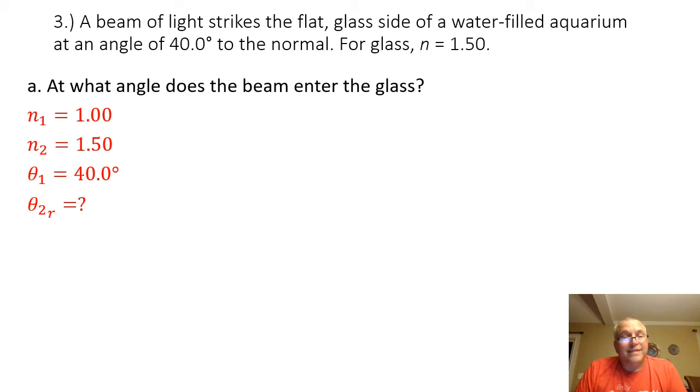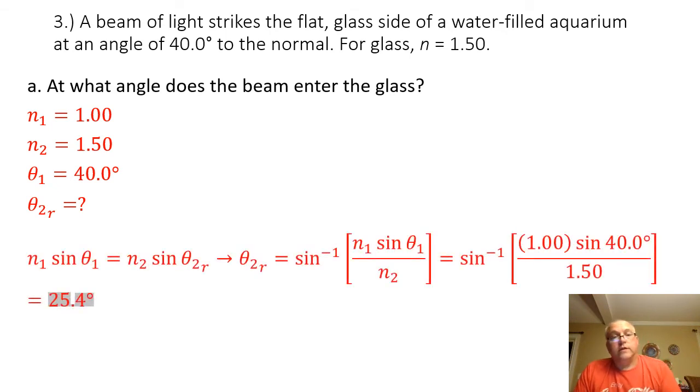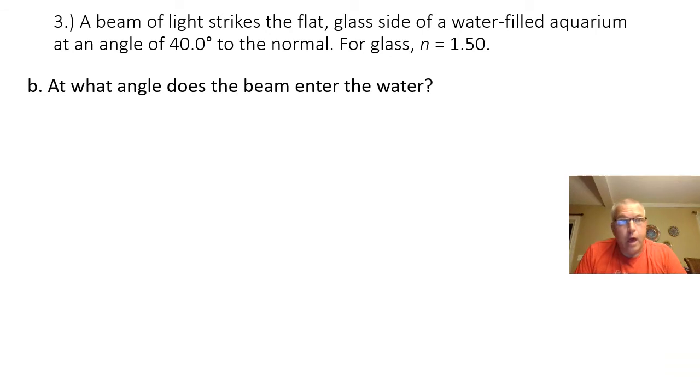Starting off with Snell's law, solving Snell's law for theta 2, and we'll see about this subscript in just a moment. Solving for theta 2 will give me theta 2 equals the inverse sine of n1 times sine theta 1 divided by n2. And plugging all of my known values into that equation will give me an angle of refraction of 25.4 degrees. Part B of problem 3 asks, at what angle does the beam enter the water?